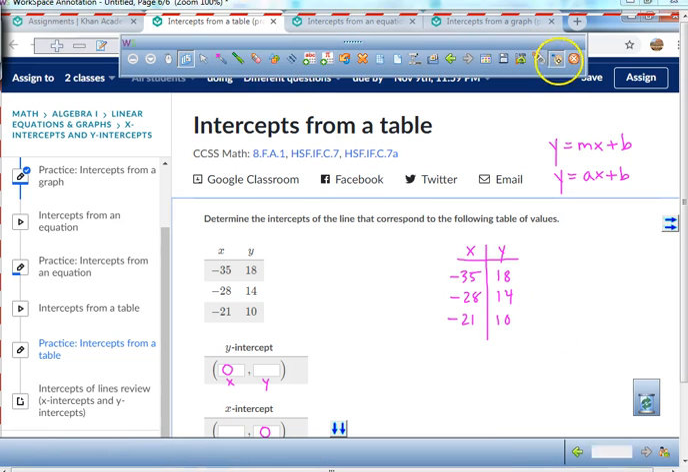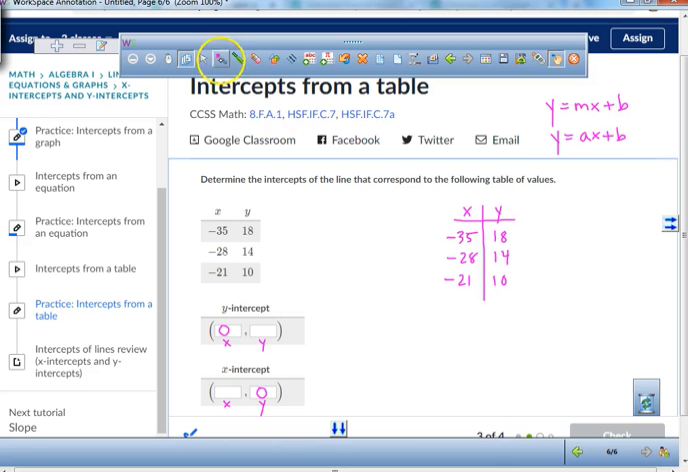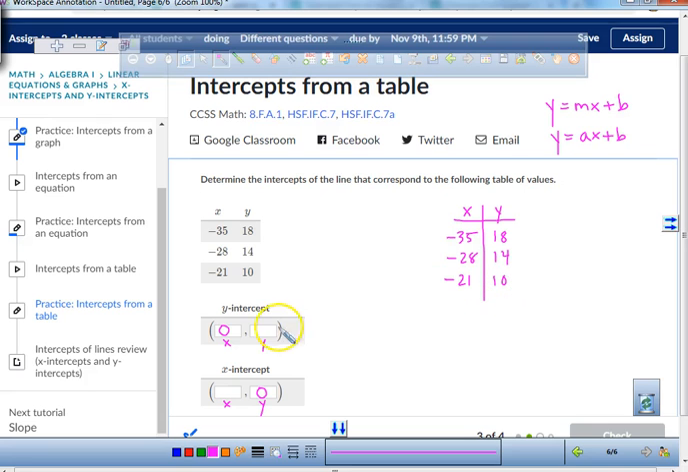Alright, what I'd like you to do right now is take a look at this table. Do you notice any zeros in the x values or any zeros in the y values? No. So the table does not give us the y-intercept and it does not give us the x-intercept. But these are points that are on a line.